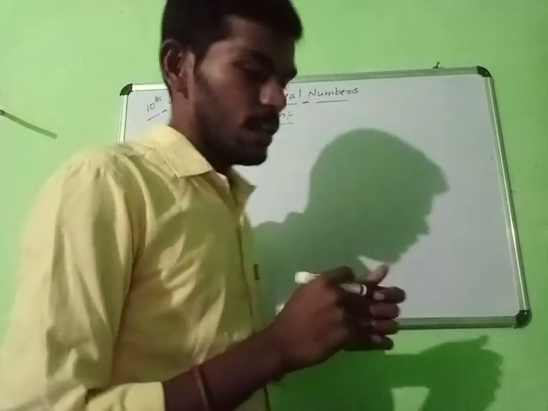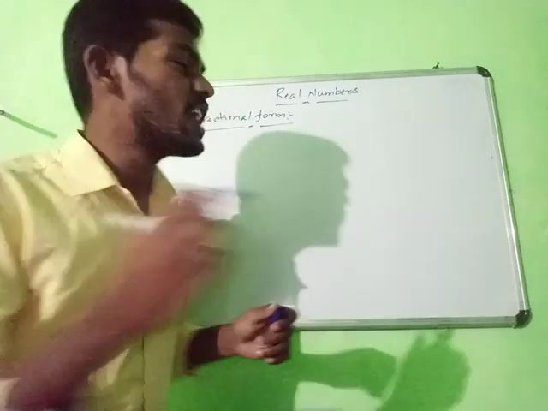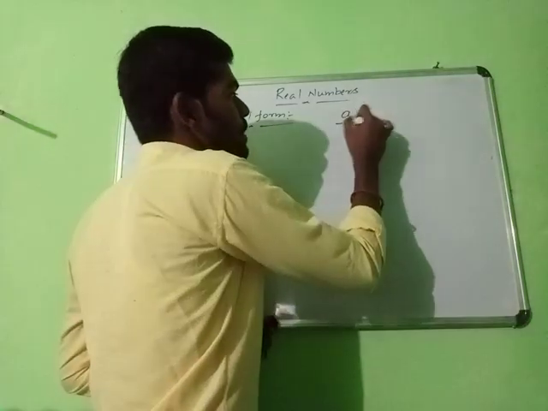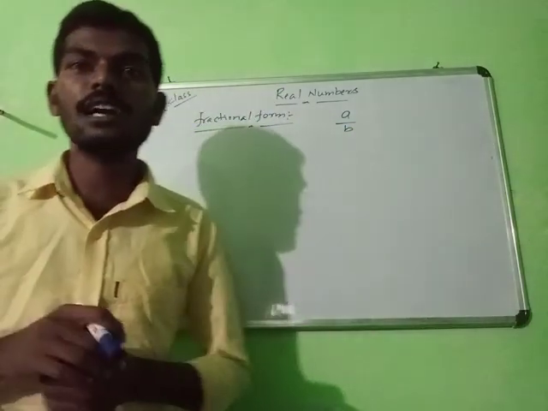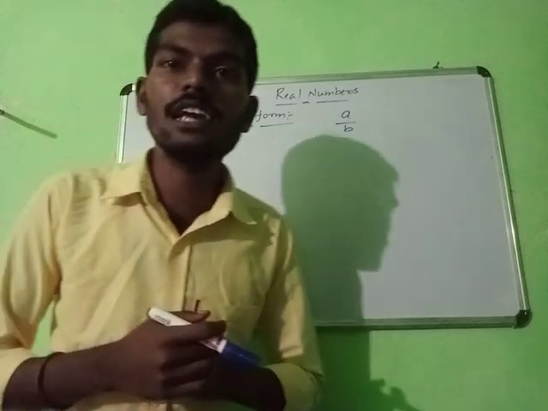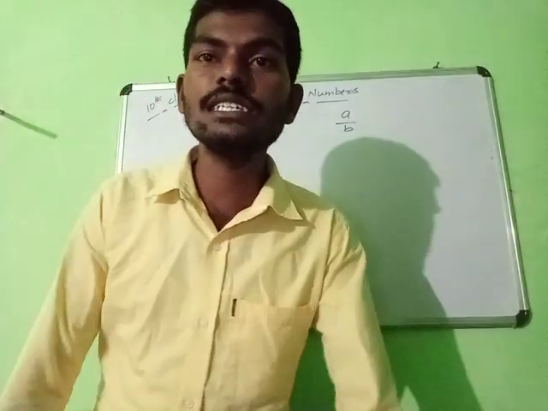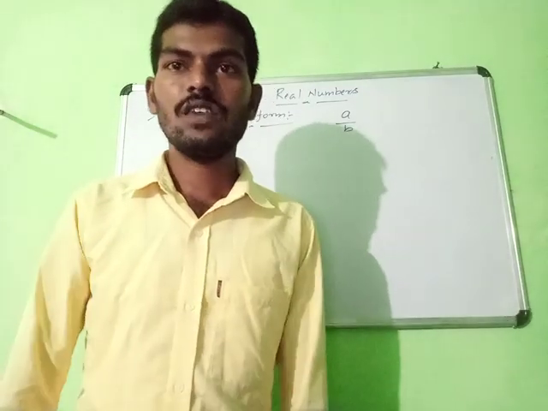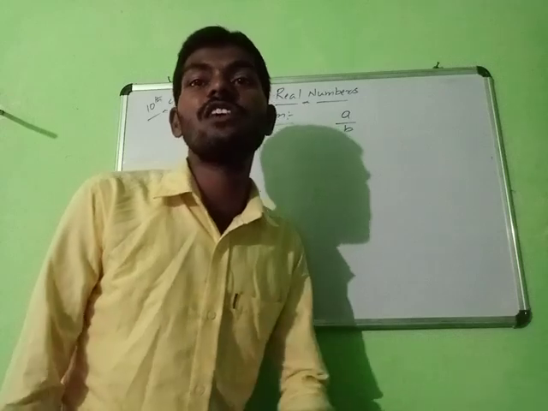If any fraction is given, for example a by b, then a is called the numerator and b is called the denominator. You know that already. Now, if any fraction is given, how do we find whether it is a rational number?